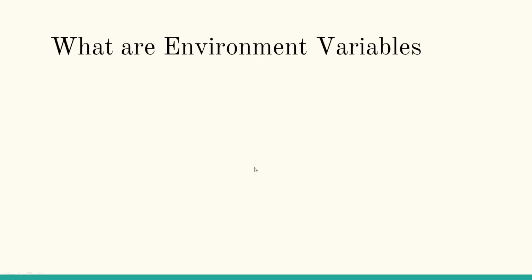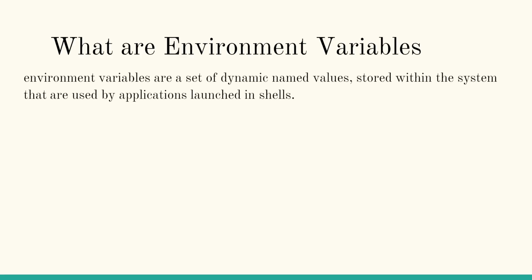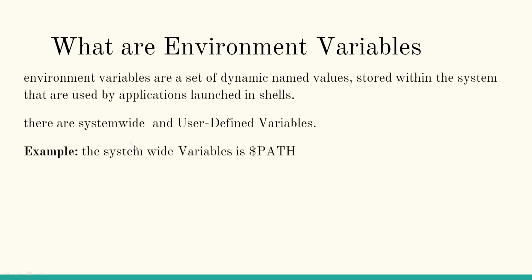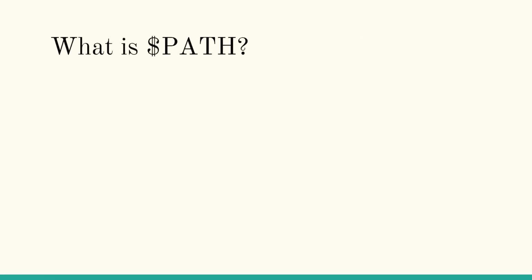Now, what are environment variables? If you have ever heard about these, or if you haven't, no worries, I got you. Environment variables are a set of dynamic named values stored within the system that are used by applications launched in shells. There are system-wide and user-defined variables. For example, a system-wide variable is $PATH, okay? This is a really important environment variable for the Linux system. We will talk about it in the next few slides.